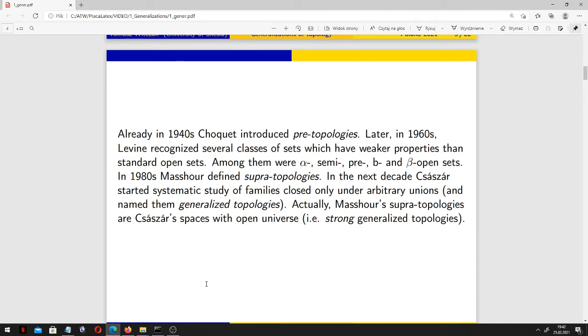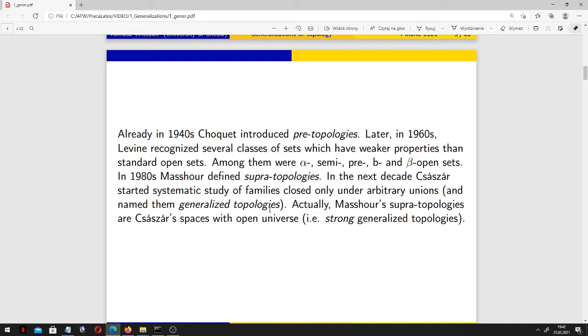What about generalizations of the notion of topology? Already in the 1930s, Choquet introduced pre-topologies, which are beyond the scope of our presentation and are based on the idea of filter. Later, Levine recognized several classes of sets which have weaker properties than standard open sets, so-called alpha, semi, pre, beta, and b open sets. Then we have supratopologies of Mashhour, and then we have generalized, probably the most popular, generalized topologies of Császár.